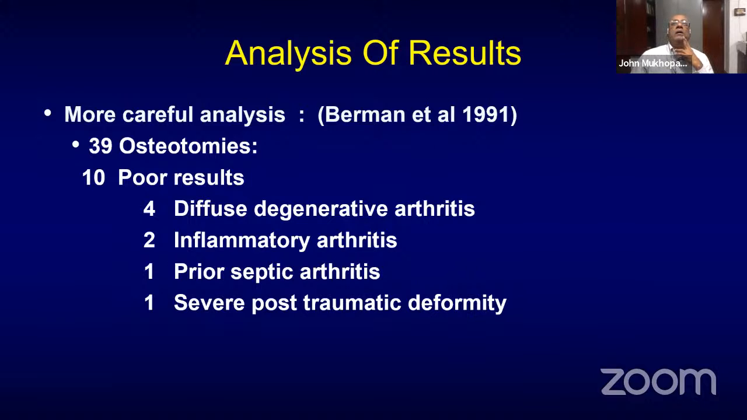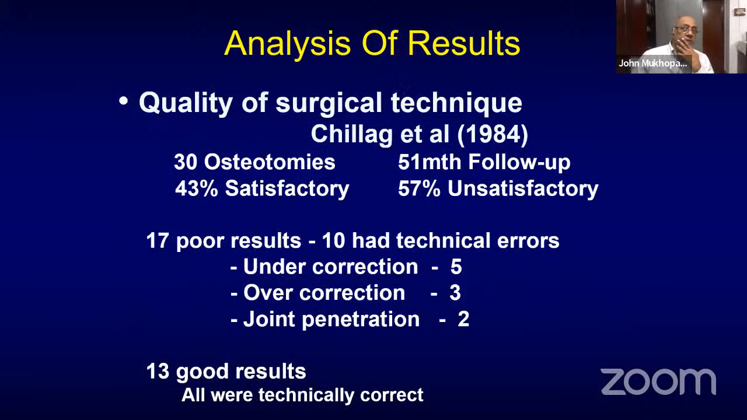In 1991 looked at 39 osteotomies, out of which 10 had poor results. Now, all the 10 poor results had some problem, almost all of them had some problem with either the pathology, or the technique. So 4 of them had diffuse degenerative arthritis. So we know that this is not a good operation for diffuse degenerative arthritis. 2 of them had inflammatory arthritis, that means rheumatoid or some form of inflammatory arthropathy. 1 had a prior septic arthritis and 1 had a severe post-traumatic deformity.